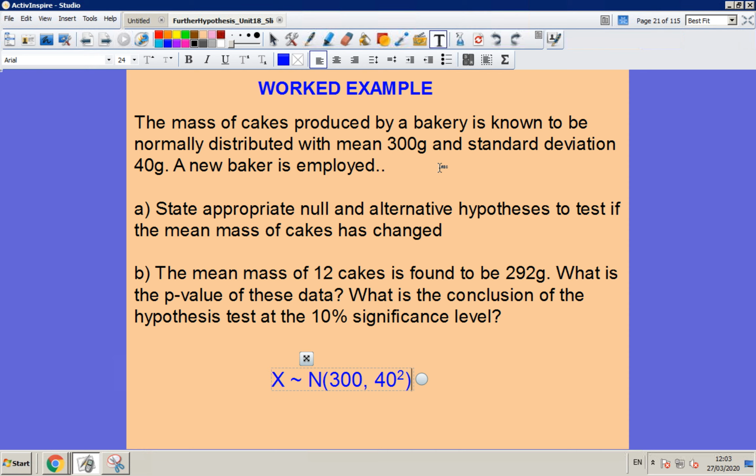A new baker is employed. State the appropriate null and alternative hypotheses to test if the mean mass of cakes has changed. Alright, so what we're interested in first of all is whether the mean remains at 300, so that's going to be our null hypothesis, or whether the mean has changed. It doesn't say that it's got smaller or bigger, but just that it's changed.